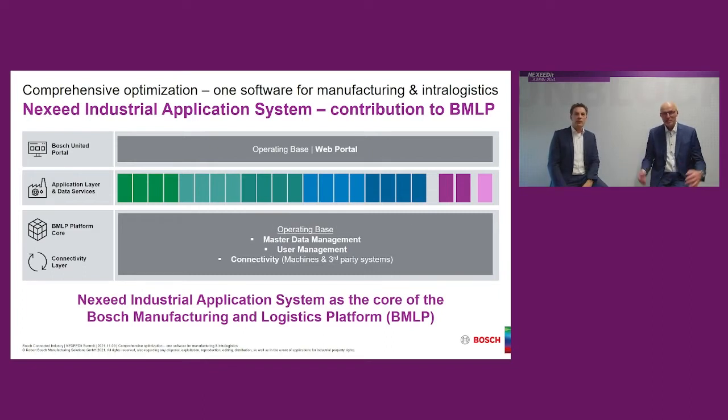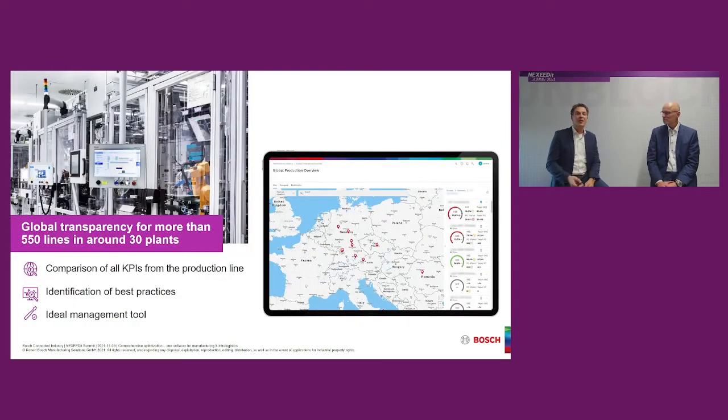And now you ask where the functional modules, the functional applications, are. You find them in the middle part. They are the green and blue colored boxes, like the colors that Tino has shown in the Nexeed IAS, but there are also others that you see at the right-hand side in purple. Those within the Bosch manufacturing and logistics platform are provided by other entities at Bosch, but they can be integrated and can work with the same data using the APIs on the operating base. Okay, so similar to what we would like to do.